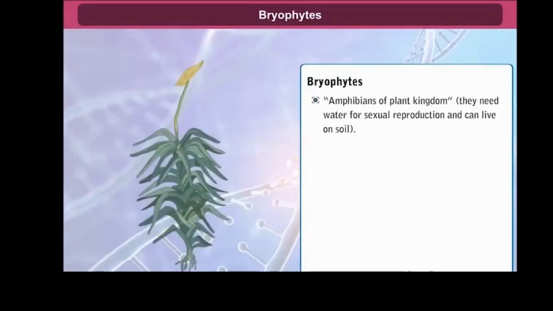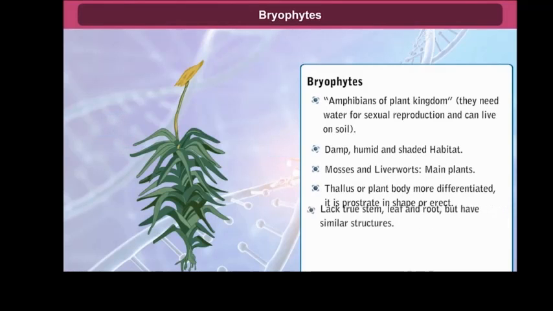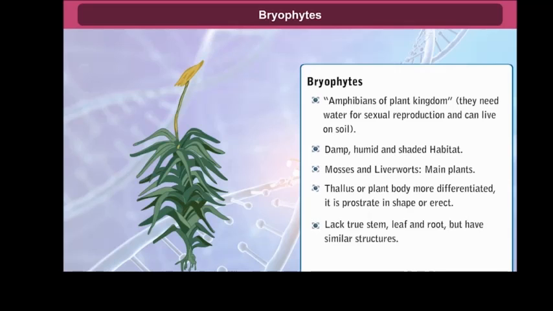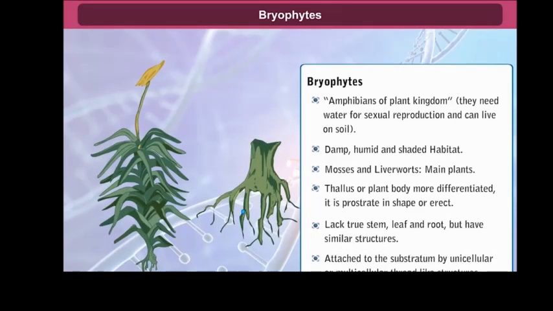Bryophytes, amphibians of plant kingdom. They need water for sexual reproduction and can live on soil. Damp, humid and shaded habitat. Mosses and liverworts, main plants. Thallus or plant body more differentiated. It is prostrate in shape or erect. Lack true stem, leaf and root but have similar structures. Attached to the substratum by unicellular or multicellular thread-like structures called rhizoids.